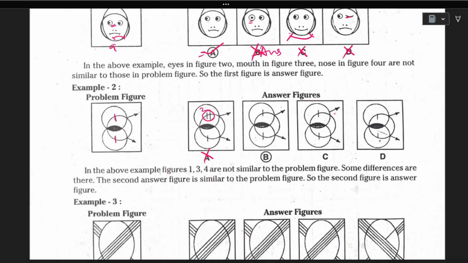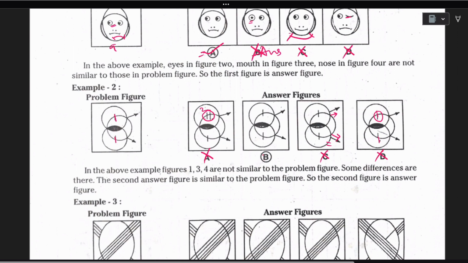Yeah, look at these arrows. Actually the arrows should start from these corners, but they have started from somewhere different, right? So we will be eliminating C also. And finally these lines should be like this, but some part of the line is not given. So we will be eliminating D also.